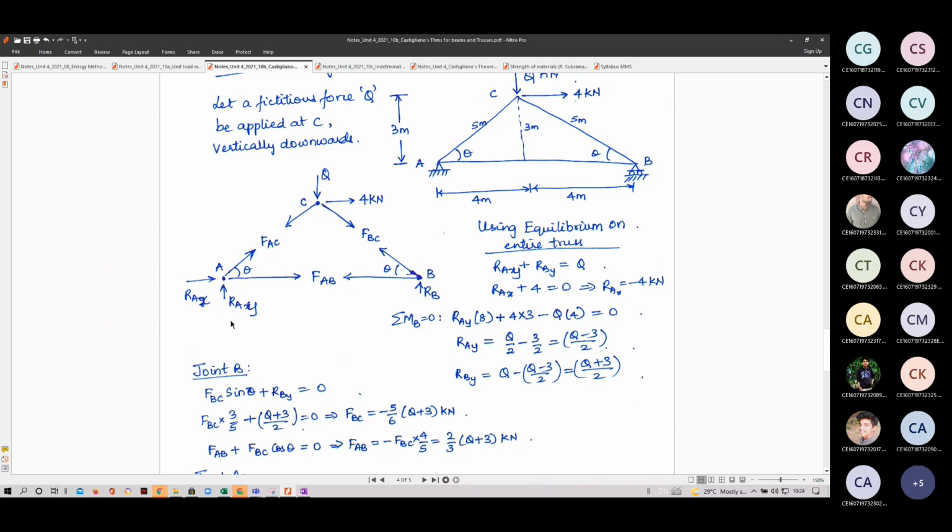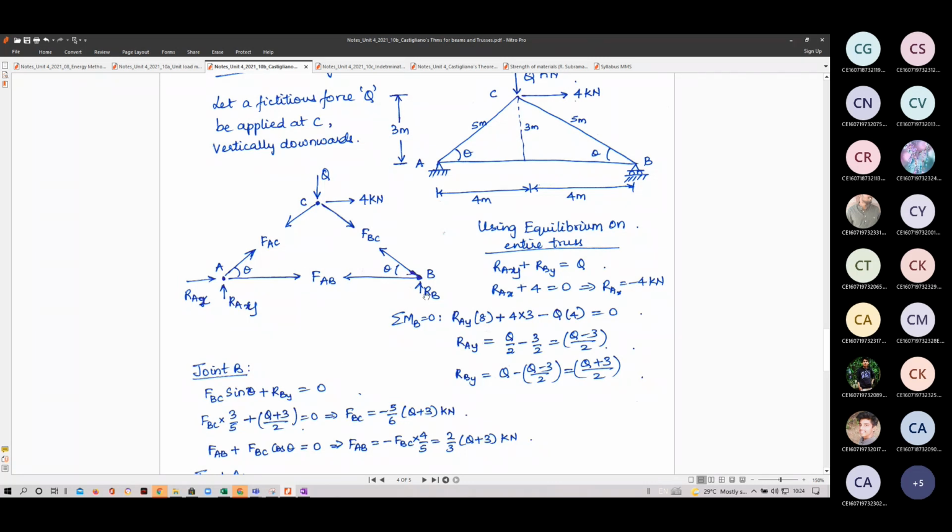So we do sum of vertical forces equal to 0. That gives us RAY plus RBY is equal to Q. Then sum of horizontal forces should be equal to 0. So RAX plus 4 is equal to 0. So RAX is minus 4. Minus 4 means this was our assumed direction, but actually RA will be in the opposite direction. That is the meaning of minus.